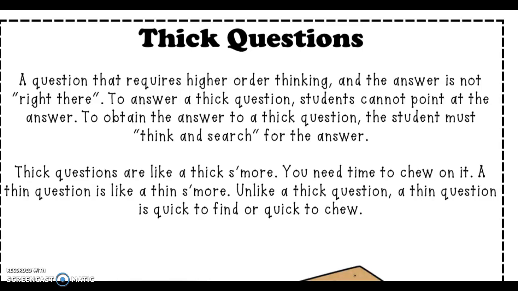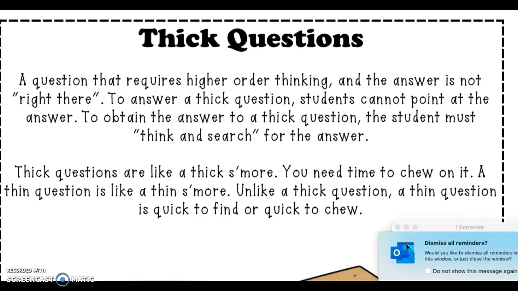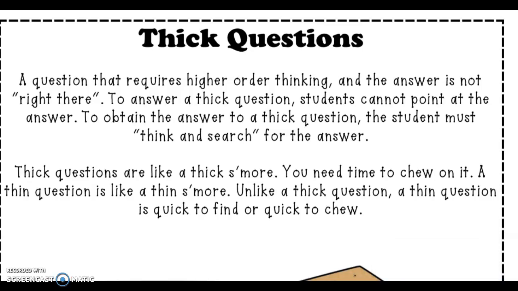That means if you were to go into a book, for example, and your question was, where was the setting? And you could say, oh, it says right here, it was in New York. That's a right there question. Or what's the name of the main character? Oh, the main character's name is Johnny. Those are right there questions. Those don't require you to do any thinking. It's just right there.